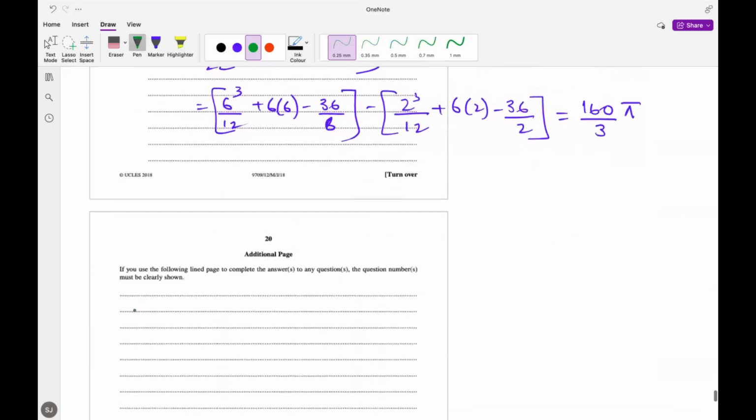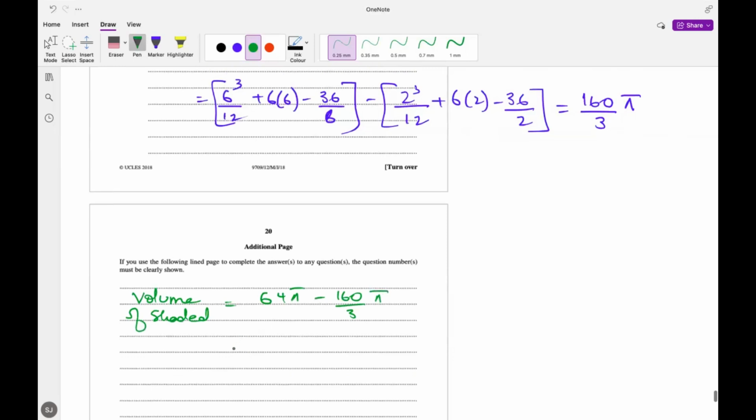Now to find the volume of the shaded region, we'll simply subtract 64 pi from 160 upon 3 pi. So for the volume of the shaded region, we will subtract 64 pi from 160 upon 3 pi. Subtracting these two values, we will get a final answer of 32 upon 3 pi.